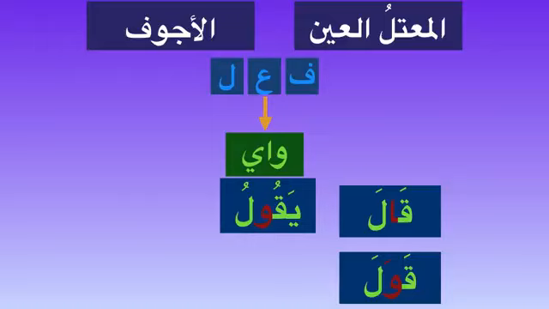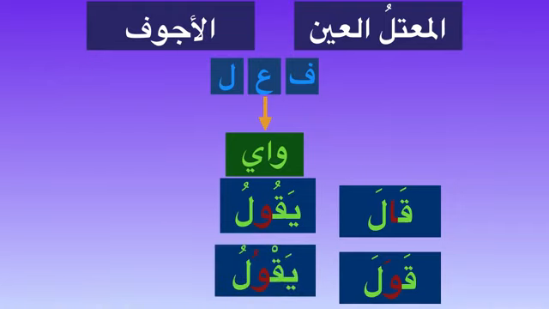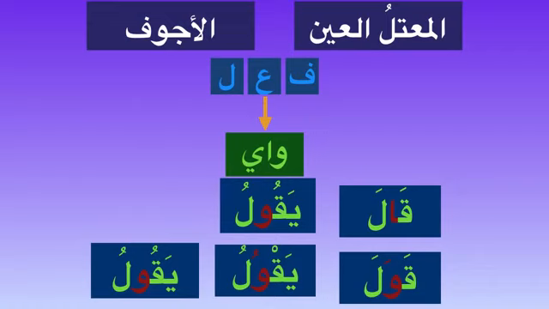In the mudari', we say yaqulu, but this is bab nasara: nasara yansuru. So originally it was yaqwulu, like yansuru. But we know the weak letters don't carry the vowel signs. What they do is pass it on to the letter in front of it. The waw says, qaf, can you take my vowel sign please? Then the sukoon on the fa kalima is changed, and we have yaqulu. The waw just becomes a mad, and we have yaqulu.